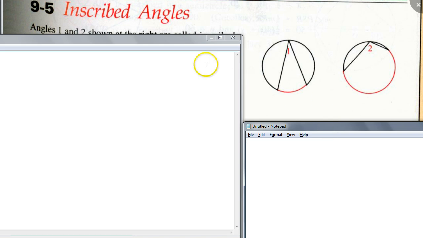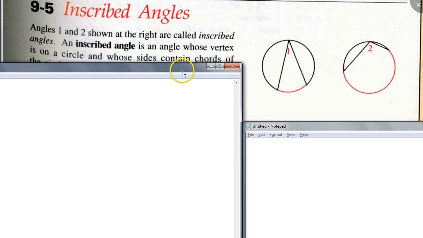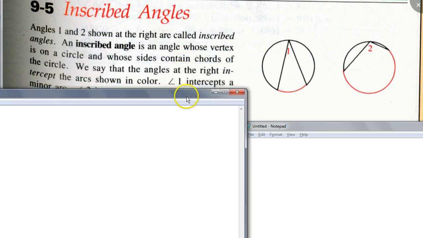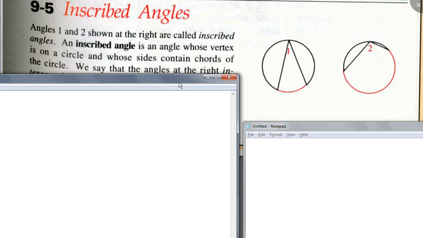And this is how we define it, just as you might have expected. An inscribed angle is an angle whose vertex is on a circle and whose sides contain chords of the circle. So in both of these, the vertex is on the circle, and the sides are chords, right? So that's how you get an inscribed angle.